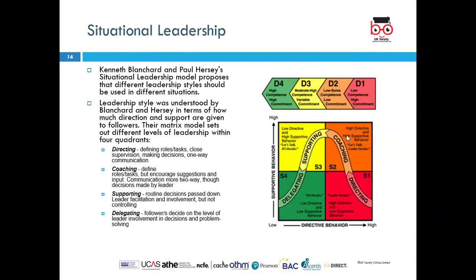Okay. Thank you. So the third one is supporting, in which there are routine decisions that are passed down, and there's the leader who facilitates and is involved in the system, but they are not controlling. So this is very, very helpful. There's a lot of support to the team members, and in a way, it helps the leader in not putting too much pressure on them also.